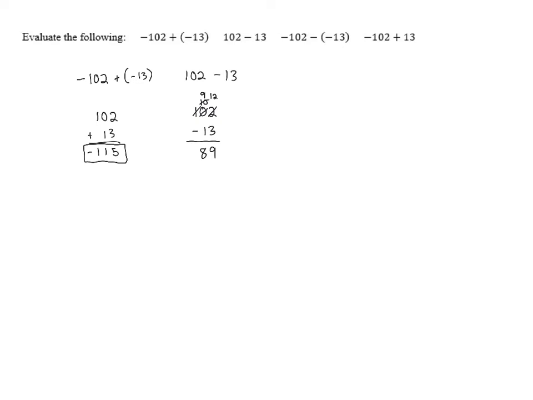Now we have to determine if this is positive or negative, and the rules are the same. Here, the larger number, 102, is positive, so our answer will be positive.